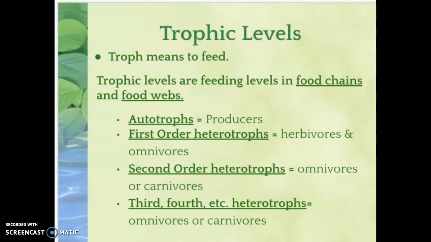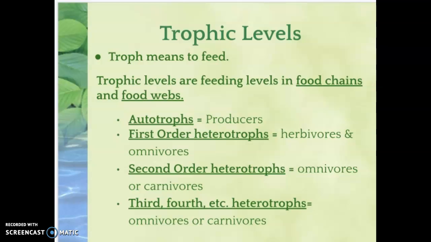We have different trophic levels. Troph means to feed. Trophic levels are feeding levels in food chains or food webs. So we have autotrophs, like we talked about, which are self-feeding. Those are producers. Our first level of heterotrophs, which are herbivores and omnivores, are kind of right above the autotrophs. And then we have the second order, which are omnivores or carnivores.